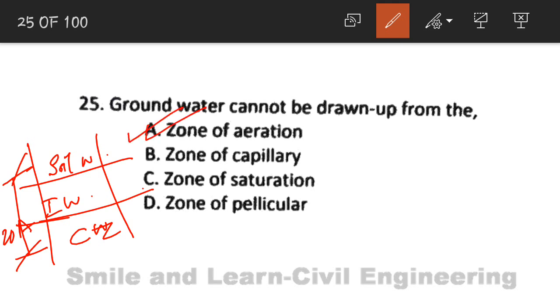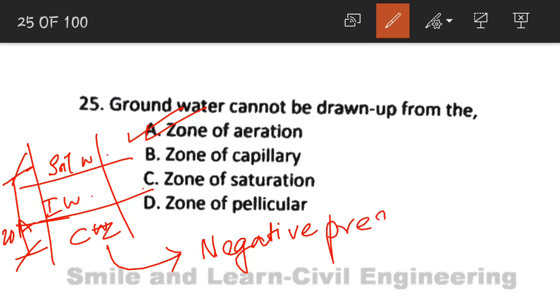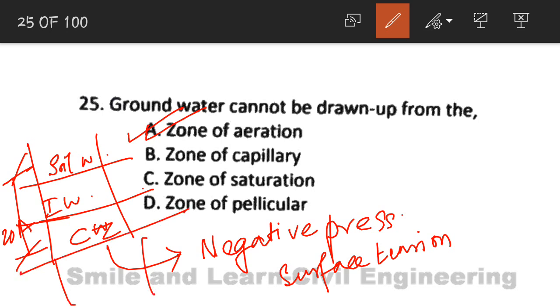Option A is correct. Why? Because this is due to the negative pressure. And why is this negative pressure created? Because of surface tension force. Because of surface tension force, the water is sealed up. Or the force of attraction between the water molecules and the soil is much greater, so water will not be able to be drawn up. But below that is the saturation zone, so water can be drawn out from there.